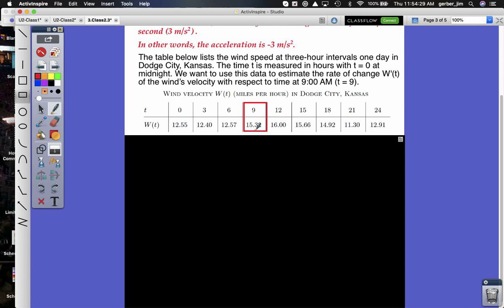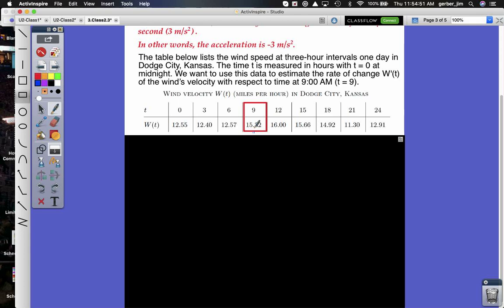But because we're asked to calculate the rate of change, in other words, the derivative, in other words, the slope, at 9 o'clock, and we don't have a function, we can only do the best that we can do with the data that we're given. So there are 3 ways that I could estimate the rate of change of this wind speed. In other words, estimate this derivative or this slope.